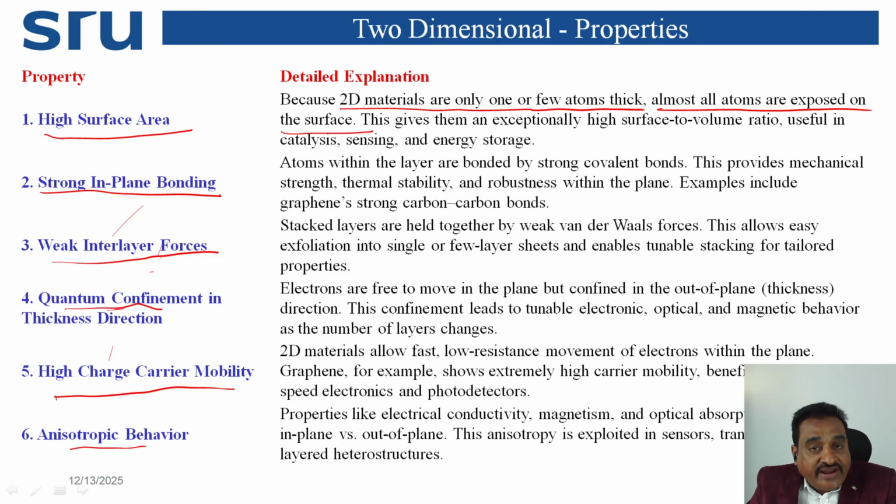Strong in-plane bonding. You see here, atoms within the layer are bonded by strong covalent bonds. It provides mechanical strength, thermal stability, and robustness within the plane, along the x direction or y direction. Examples include graphene, with strong carbon-carbon bonds.